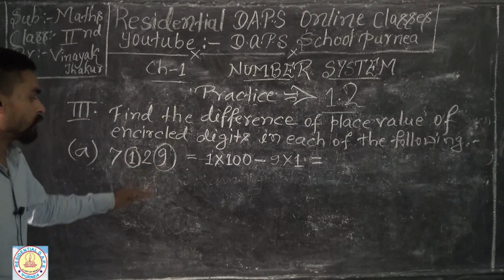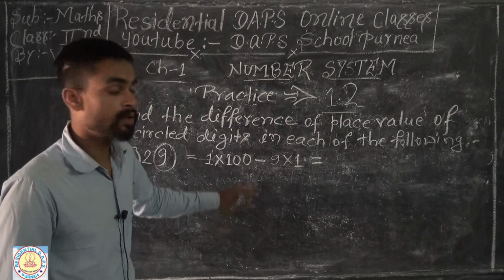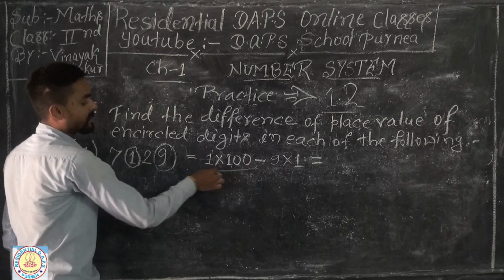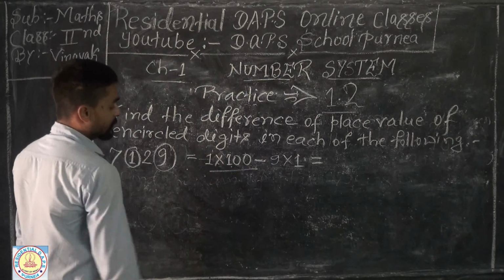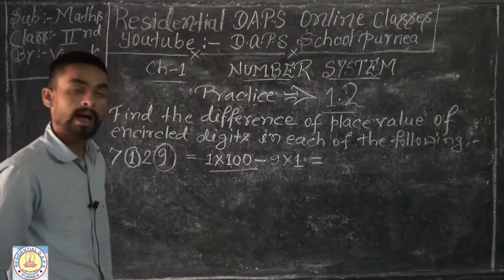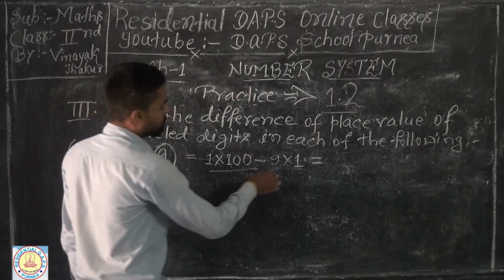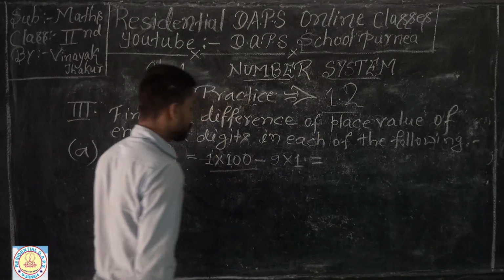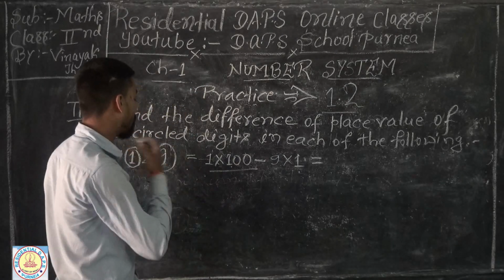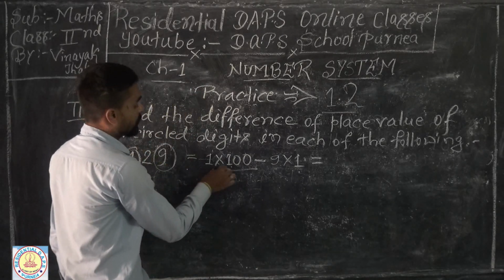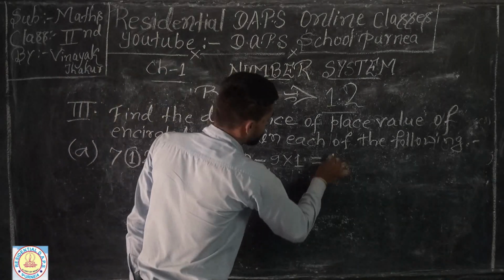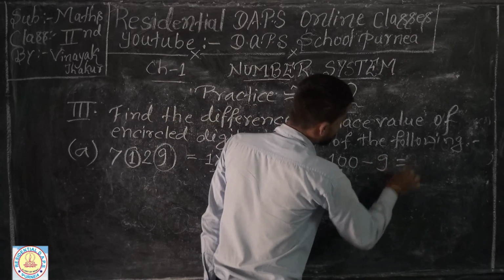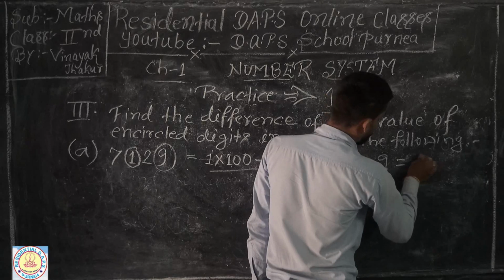You can find out the place value of that number, so you can calculate very easily this, because 1 is at 100 place, so I can calculate here 1 into 100, and 9 is at 1's place, so I did calculate 9 into 1. When we found the answer, 1 into 100, 100, minus 9 into 1, 9. So you can get your answer 91.